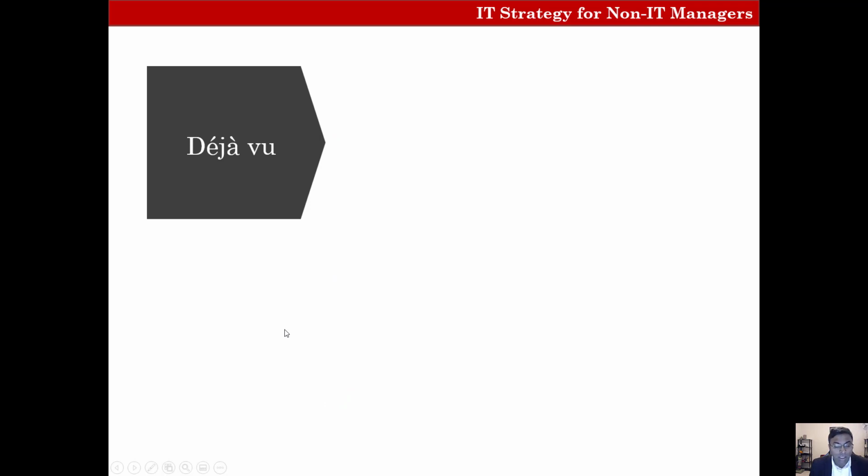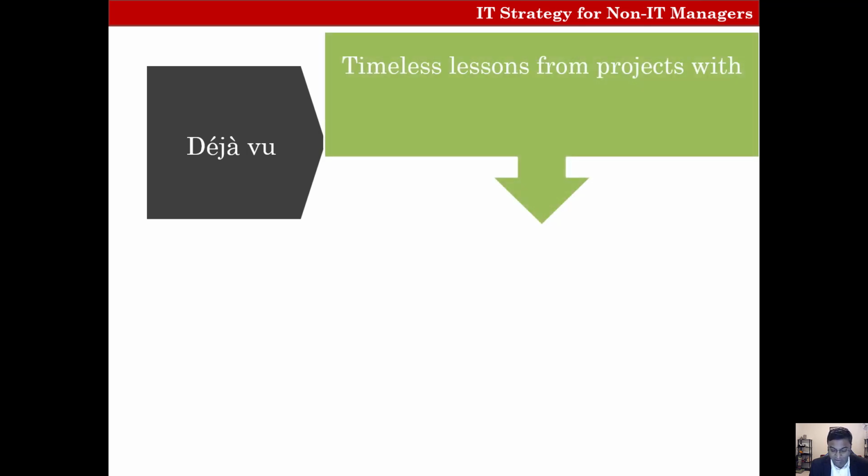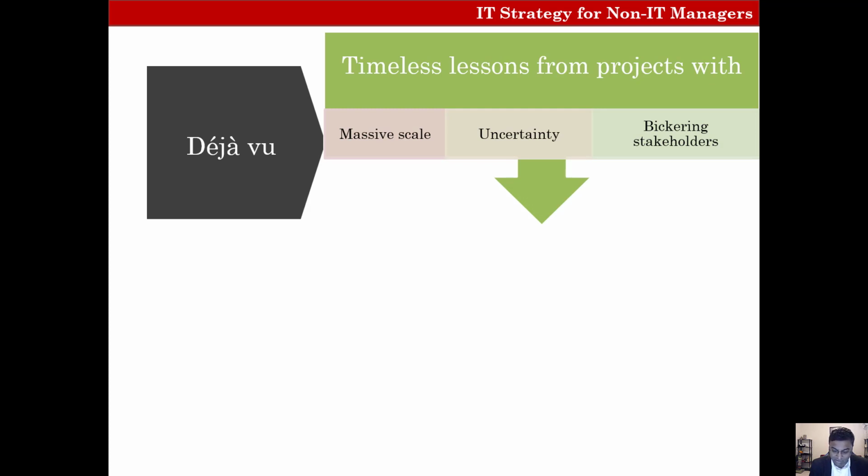So ironically, the problems that often derail IT projects are predictable and preventable. And this is where history would be such an important part, because forgetting history condemns firms to repeat old mistakes instead of making new ones. So here are some timeless lessons from projects with massive scale, huge uncertainty, and bickering stakeholders.